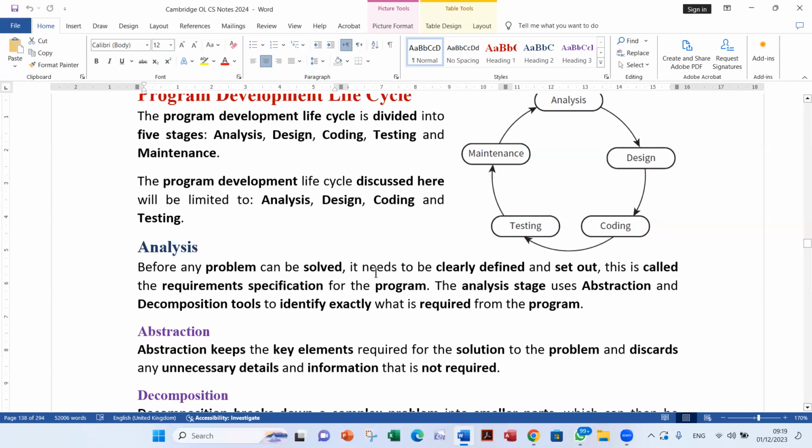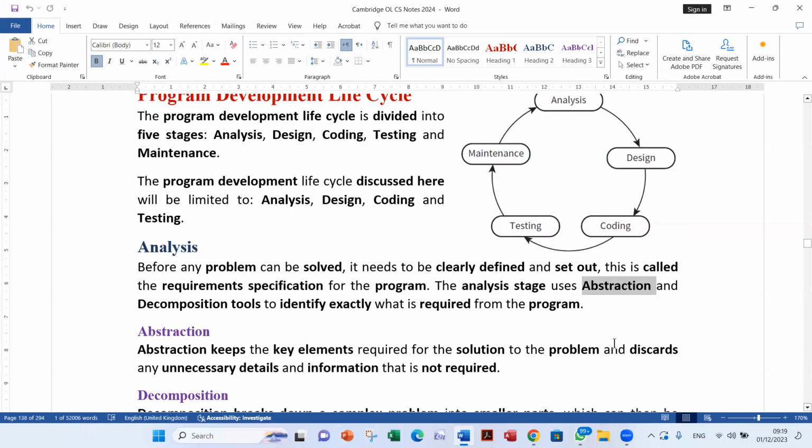So you just state the problem, formulate the problem. There is no problem, there is a task that you would like to achieve. Okay, set out. This is called requirement specification. You study requirements of your clients for the program.